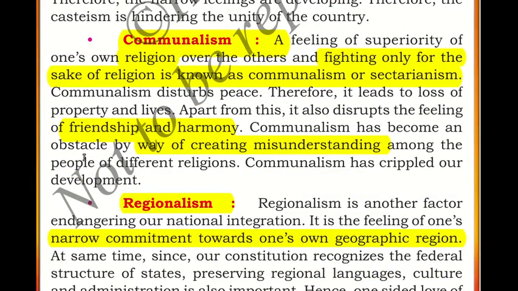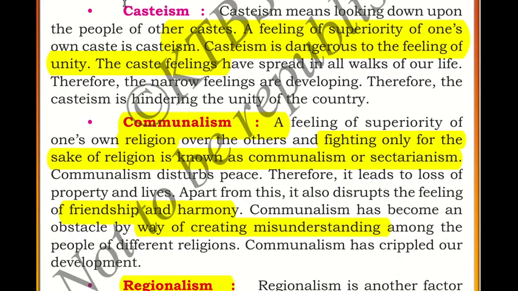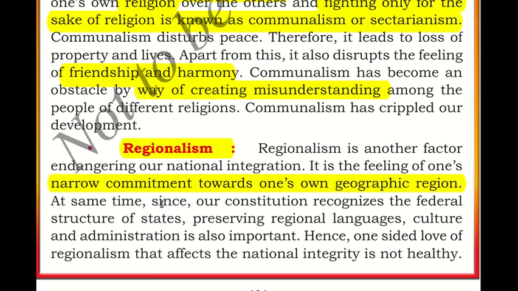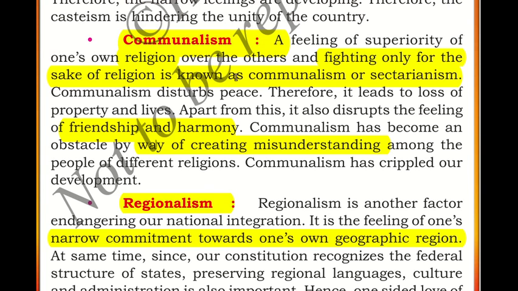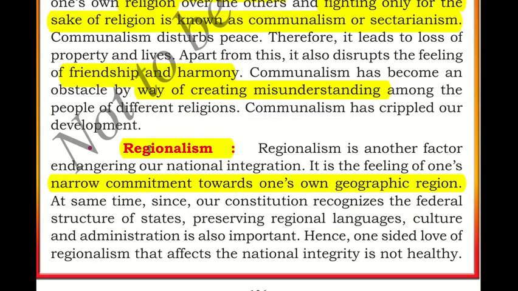So there are three factors that hinder our progress. That is casteism, that is believing that one's caste is superior; communalism, that is believing that one's religion is superior; and regionalism, that is the feeling that one's region or one's geographic region is superior. So do not confuse between regionalism and communalism, because this sounds a little bit like religion, but communalism deals with religion. This deals with region of areas.